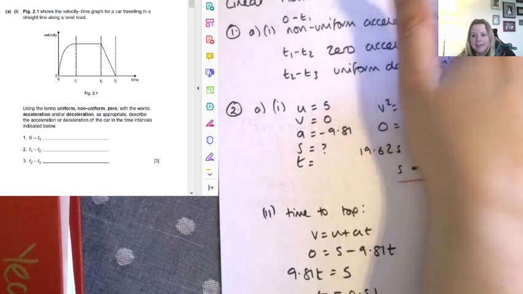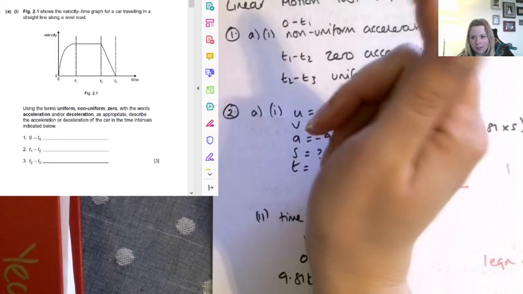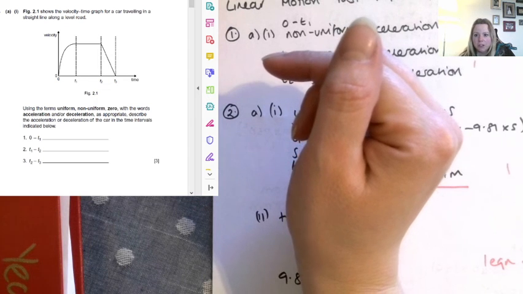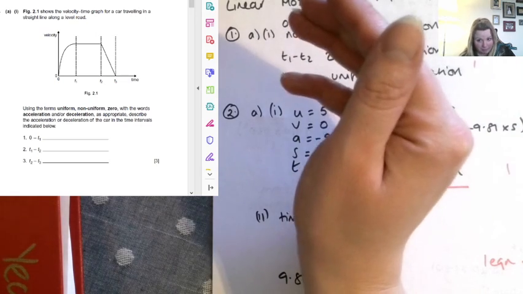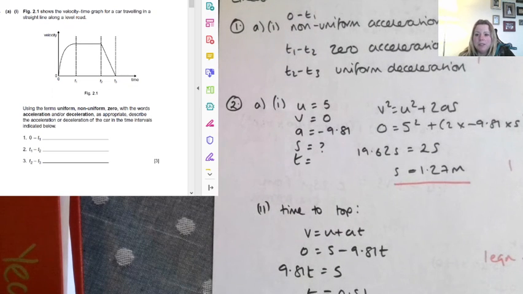Right. Anyway, so these past paper questions from Friday there. Question 1. So we've got a velocity time graph for a car travelling along in a straight line along a level road, and we have to talk about the acceleration or the deceleration, and we need to use words like uniform, non-uniform, zero, acceleration, deceleration. We're describing the motion between these time intervals.